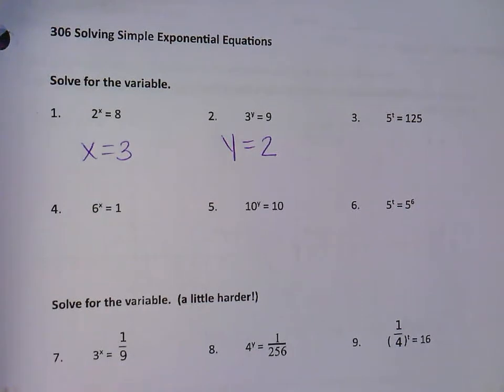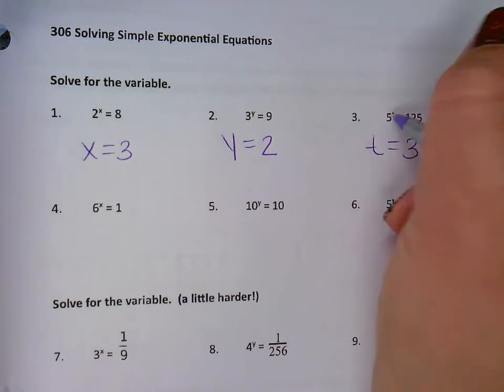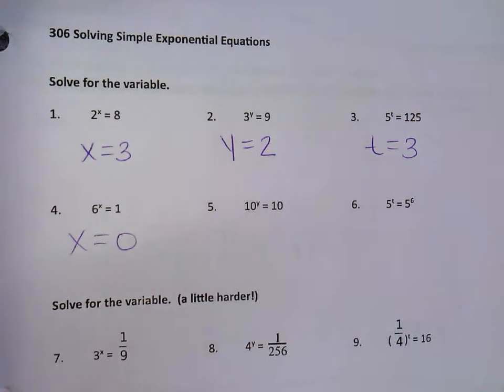What about number 3? 5 to what power will give me 125? It's cubed. So t has to be 3. 5 times 5 times 5 is 125. What about 4? 6 to what power gives you 1? Anything to this power gives you 1. Yeah, 0, right? 6 to the 0 power is 1.